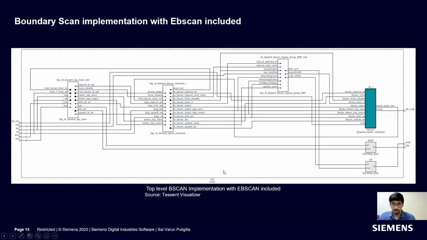Coming to the embedded boundary scan, this is also a screenshot from the Tessent Visualizer. If you can see this highlighted block, this is the EBSCAN block, which is at the physical level. That is also connected to the top level using the IJTAG interface here. And the respective DEF block is also created. This EB output, EB input, these are the functional pins of the embedded boundary scan. You can also see the TCK, TDI are also connected to the tap in this implementation, which has the physical block and the top level block. So this is how we can integrate the EBSCAN to the top level.